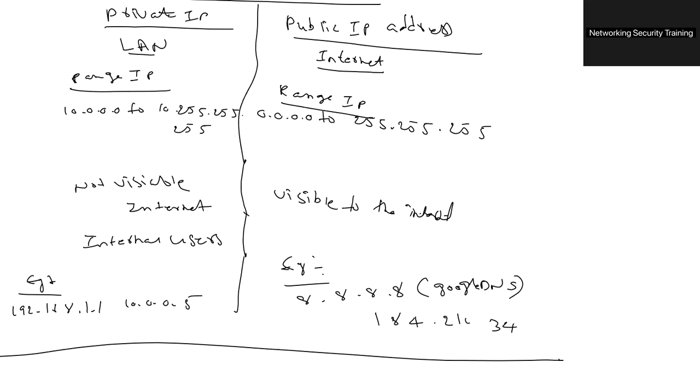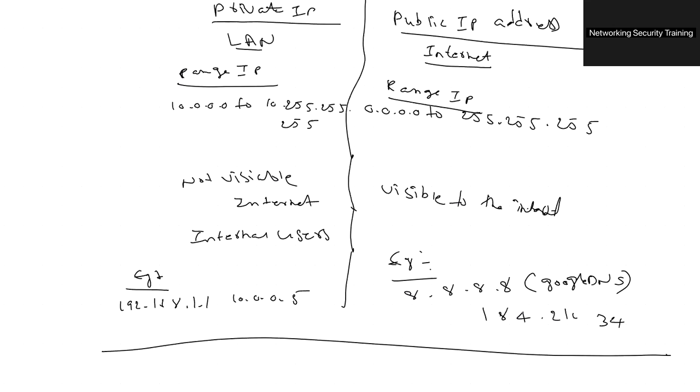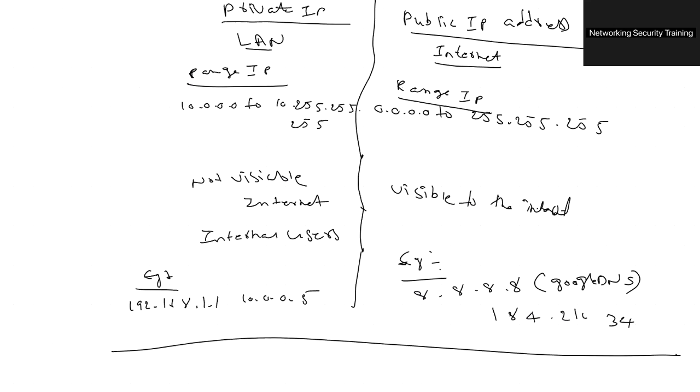This is the range of the public IP address, 0.0.0.0 to 255.255.255.255.